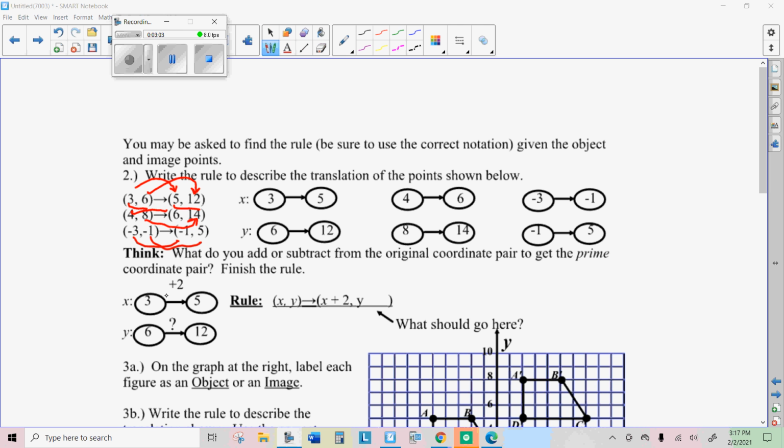You should notice that we're adding 2 to the x. So in our rule, we write x plus 2. And the y number is 6 greater than the x number. So we're adding 6 to the y. You'll notice that for each pair, the y is always 6 more, and the x is always 2 more.